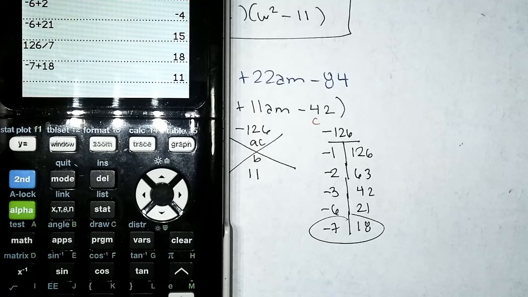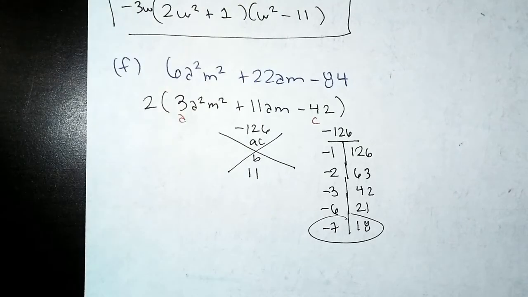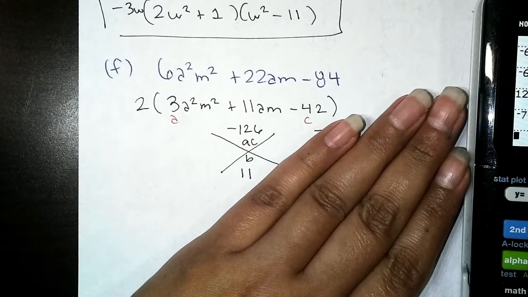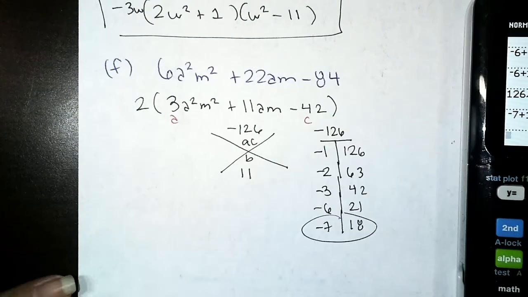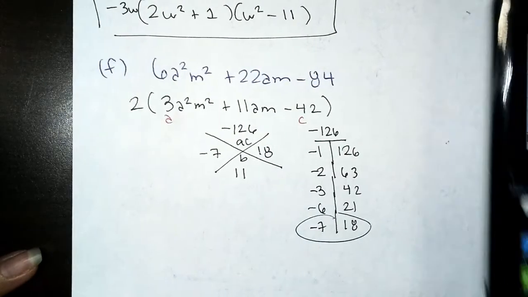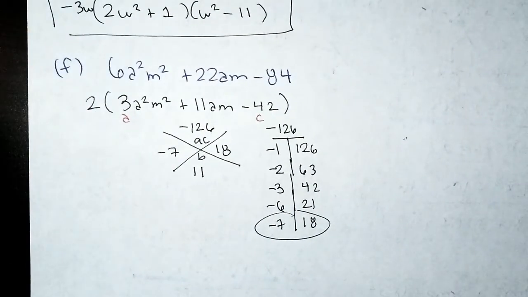So do you have to write out the factor table? You don't. But I recommend that you do. If you don't write it out and you look at your notes, I don't want you to be like, where did negative 7 and 18 come from? I already passed this class. My goal is for you to pass this class too.